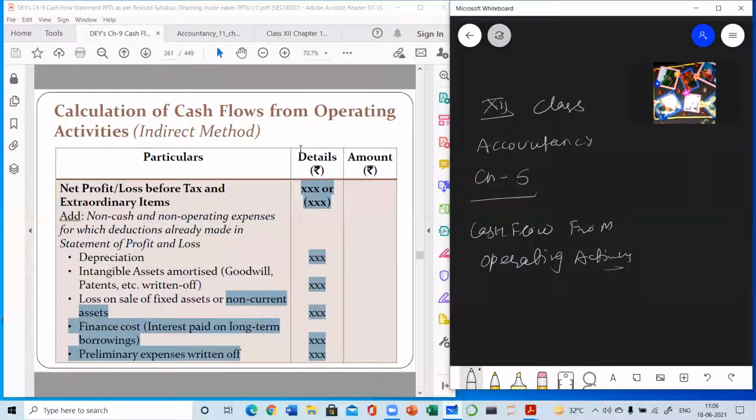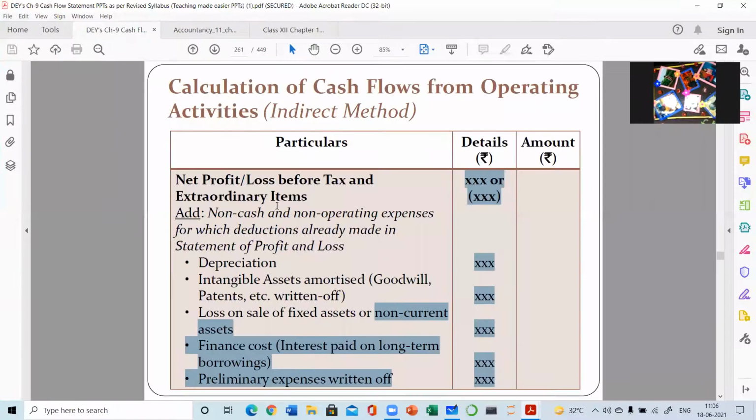So that outcome is known as net profit before tax. It may be loss. If it is a loss, then you are going to show it in bracket. Loss means in bracket, negative figure. And if it is profit, you are going to show it in positive manner. So this complete format you have to learn.